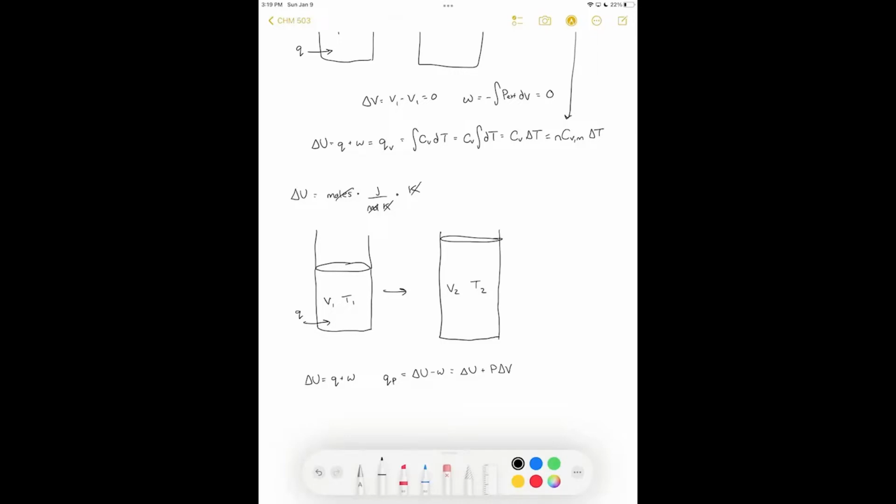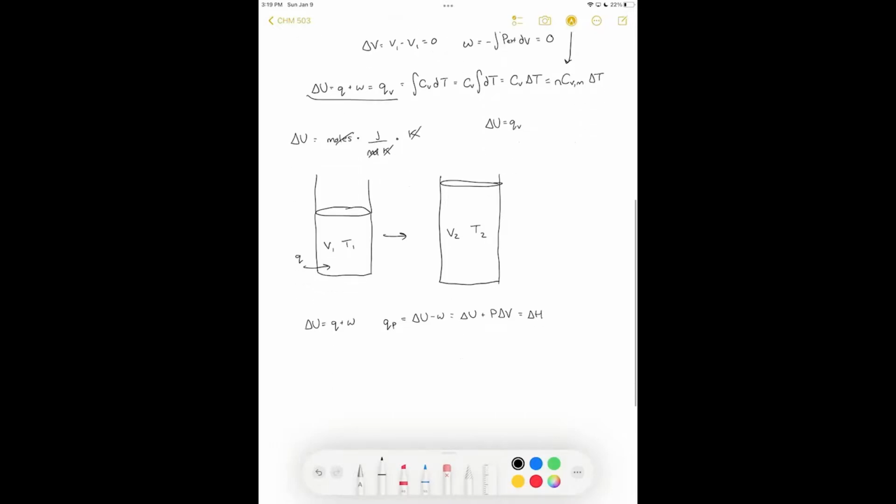What I'm going to do here, and we'll talk about this more in the next couple of lectures, is define a new special function because I really like this relationship up here where I have delta U is equal to QV. Now, delta U is not equal to QP, but maybe something else can be. And so what we'll do is define a new function, delta H. We'll go through this in more detail next time, but we got this by defining a function enthalpy that's equal to U plus PV. In doing so, we can now say that our heat at constant pressure is equal to delta H.